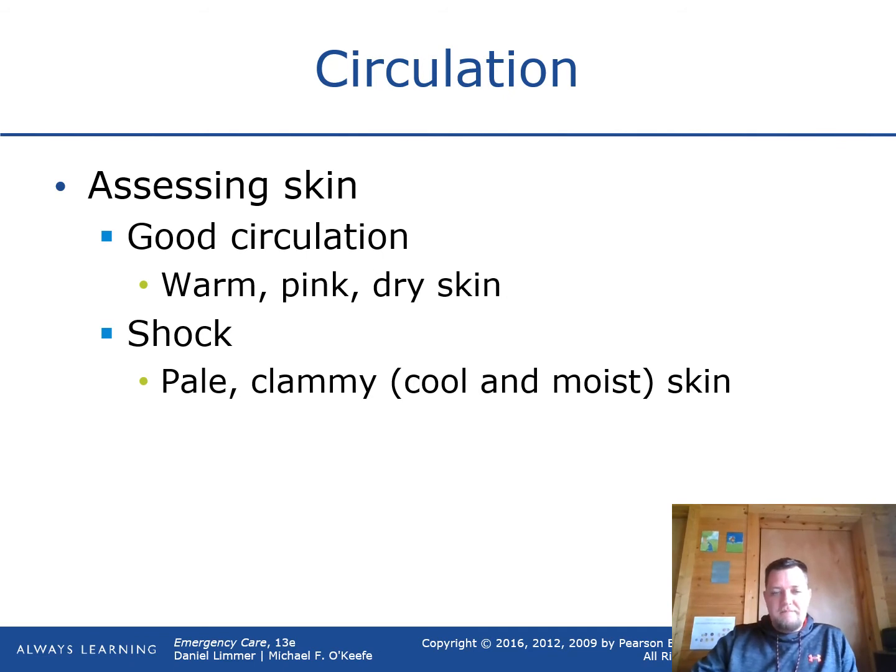So, circulation. Assessing skin. This is something that everybody tends to forget. Good circulation is warm, pink, and dry. That's the standard. You and I sitting here would be classified as warm, pink, and dry. We're not sweaty, we're not pale, we're not blue, and we're not cold or hot. We're warm, pink, and dry. Shock is a sign of poor circulation, and the patient is going to be pale, clammy, cool, and moist.